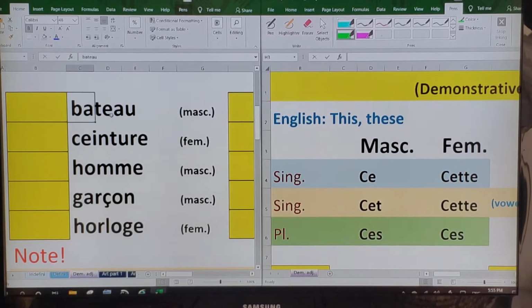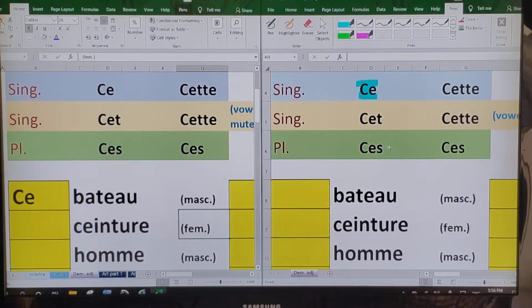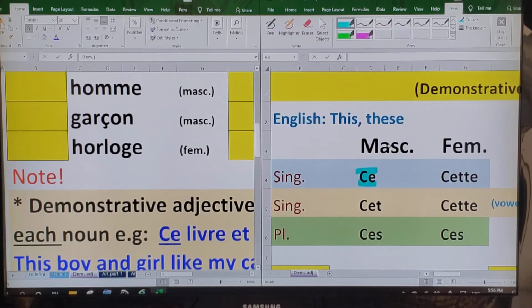The first word, bateau, this is a masculine singular noun. So what are we going to be using here? For a masculine singular noun, we use ce, right? So we are going to be inputting ce here. The next word, ceinture, it's an example of a feminine singular noun. Okay, it means belt, ceinture. Okay, so what do we use for feminine singular? For feminine singular, we use cette, right?